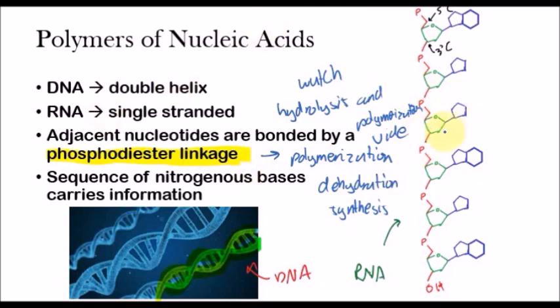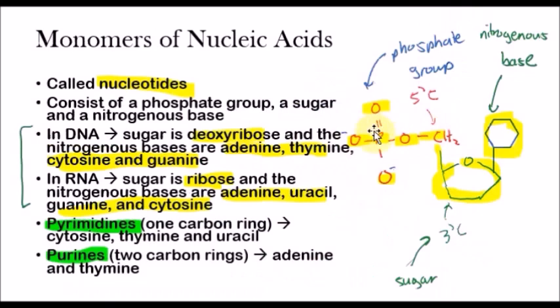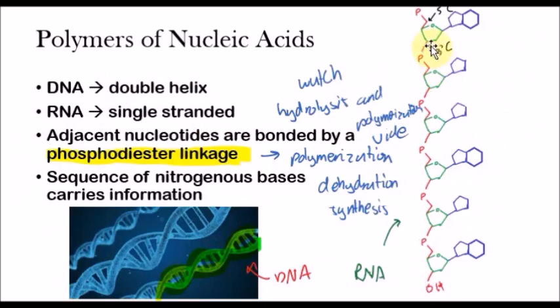So if you look here, we had a phosphate group, and then you have a sugar, and then you have the nitrogenous base. If you look at all these linkages between each group, specifically right here, these are all phosphodiester linkages. So, anyways, just make sure you know that.